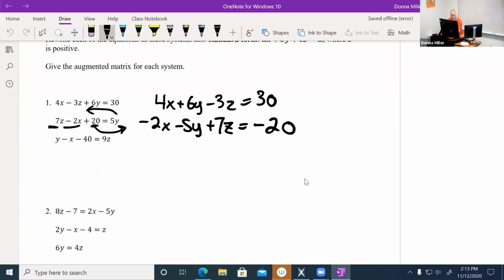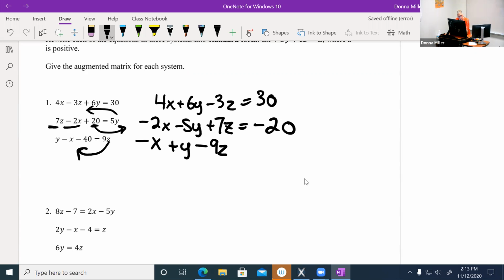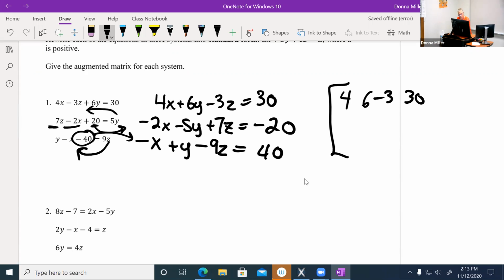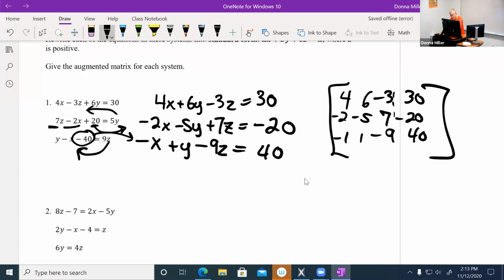Last one. I have a -x, I have a plus y. The 9z's got to go over, so it becomes -9z, and the -40 is going to go over, so it becomes +40. Now my equations are all lined up correctly, and I can write my matrix. The matrix is just all the coefficients. There's my matrix, and you can put that line in there if you want to. You okay with that?